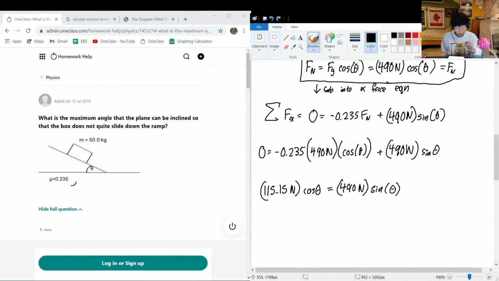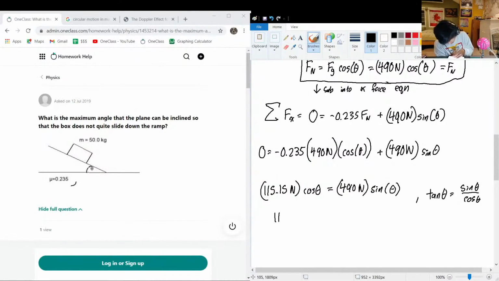Okay, so keep in mind that we know tan theta is equal to sine theta over cos theta. So if we can get a cos theta in here, then tan theta is equal to a number, and then we just do inverse tan, we can solve for theta. And that's my plan of attack here. So we're going to divide both sides by 490 and divide both sides by cos theta.